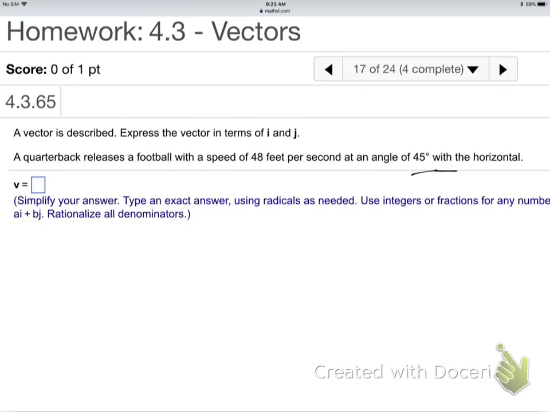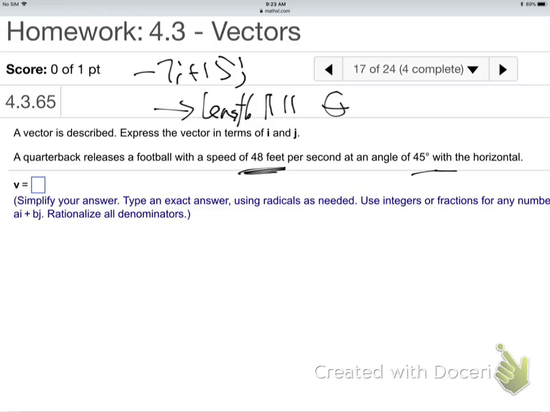A minute ago, they gave me minus 7i plus 15j. And they said, hey, turn that into length, magnitude, and angle. And now they're saying, okay, here's length and angle. Turn it back into the ij form. So we're going back and forth between those two languages to describe a vector. There's two ways to describe a vector.